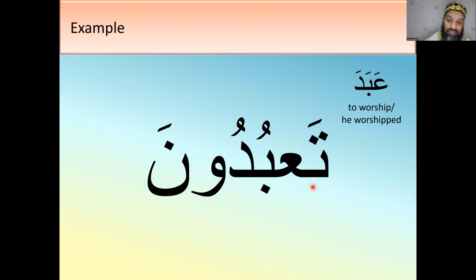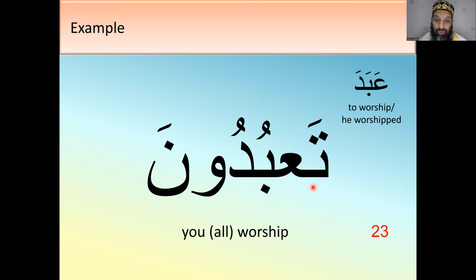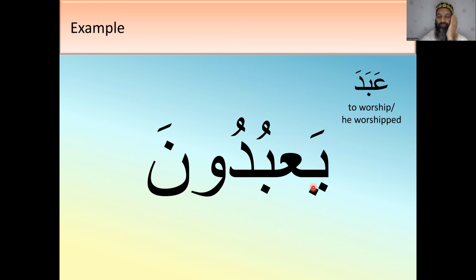What does ta'buduna mean? Una makes it plural, and remember, ta, ya, na. You all worship. Excellent. I hope you're getting the hang of it. I'm looking at the time because we've got about another 30 minutes left, inshallah. 23. Ta'buduna means you all worship. Ya'buduna: the ya signifies third person, una signifies plural. They all worship. Excellent.